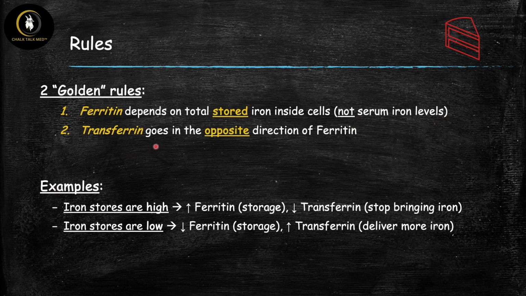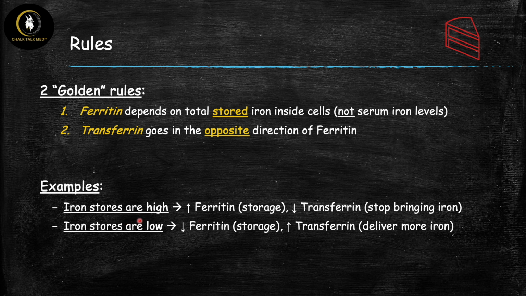The second thing is that transferrin levels are going to go in the opposite direction of ferritin. So just keep that in mind. If the ferritin levels are going up, the transferrin levels are going to go down. If the ferritin levels are going down, the transferrin levels are going to go up. These are the two golden rules to keep in mind. And let me show you an example of how this plays out and why this makes sense.